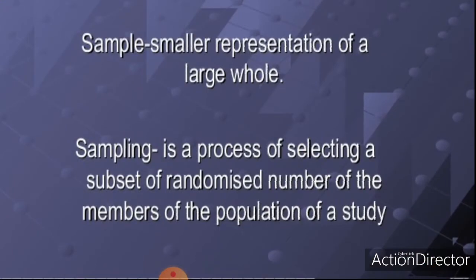Sample is a smaller representation of a large population, and sampling is a process of selecting a subset of randomized number of the members of the population of a study. In other words, sampling is the selection of a certain percentage of group items according to a predetermined plan.